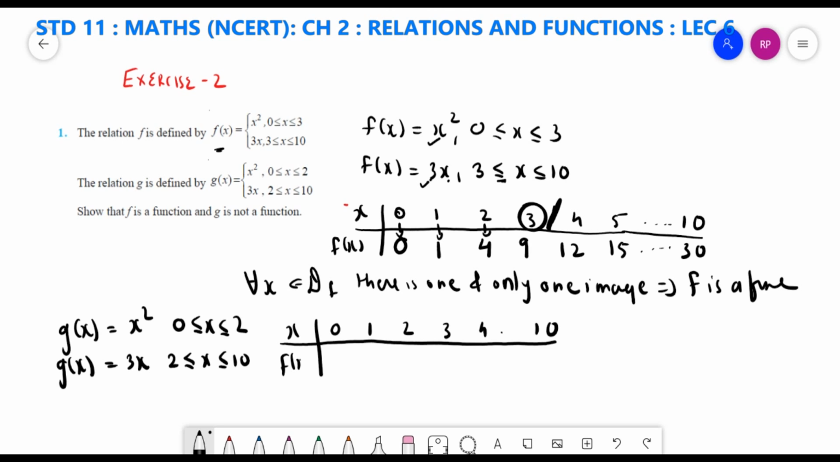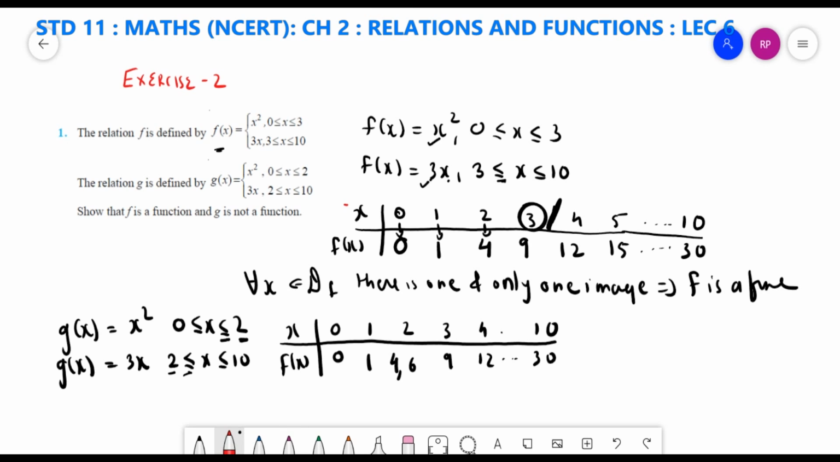Now what is g(x)? When x is 0, we will use this function: 0 squared is 0, 1 squared is 1. Now when x is 2, here also 2, here also 2. The sign is greater than or equal to here and here also it's equal, so I can use both. If I use this, it's 2 squared, 4. When I use this, then 3 twos are 6. Then 3 threes are 9, 4 threes are 12, up to 30.